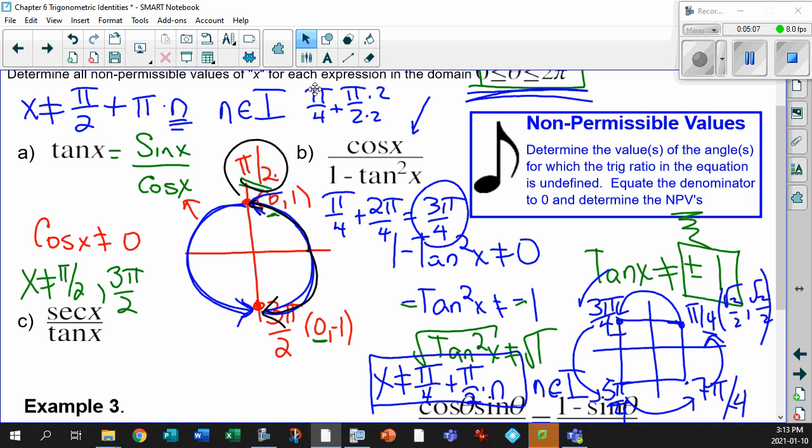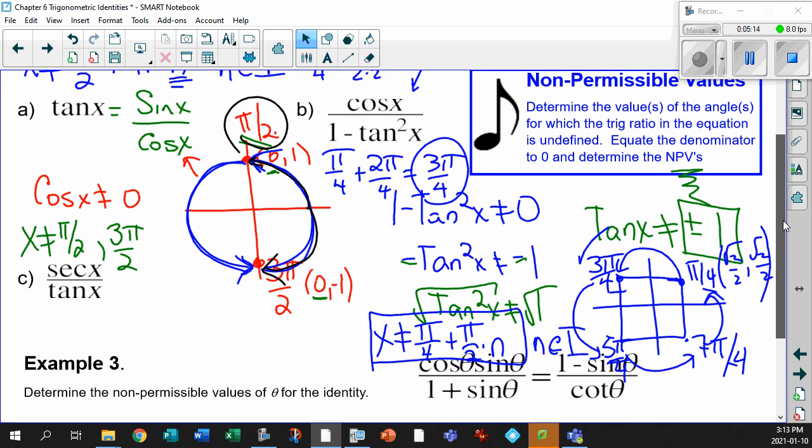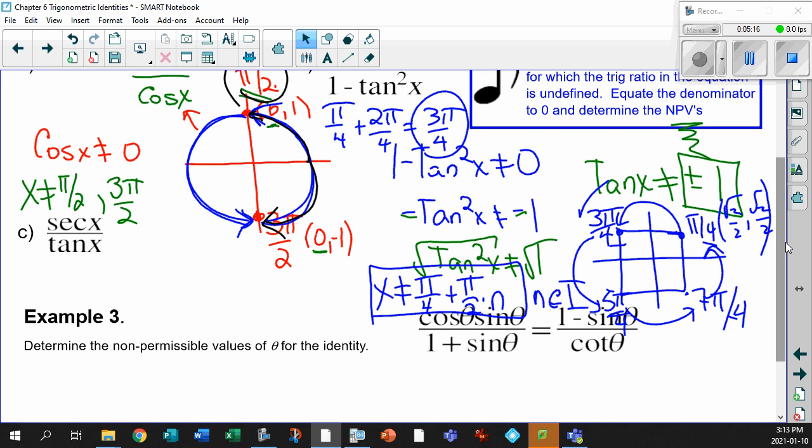Now, look at C. This one's interesting as well. And I'm going to have to clean this up a little bit because, of course, I'm running out of room here. Look at C. C says I've got, oh my goodness, secant x over tan x. So what? You're looking for non-permissible values. Take this tan x again and check this out.